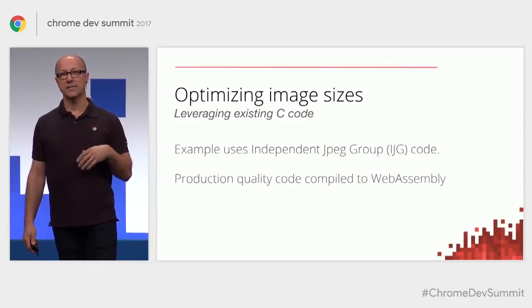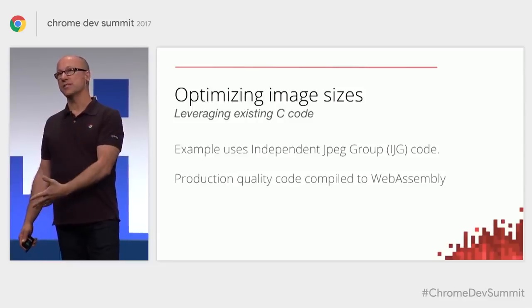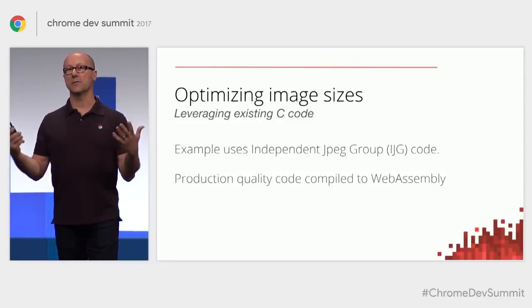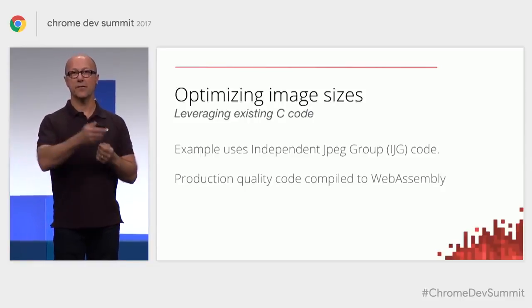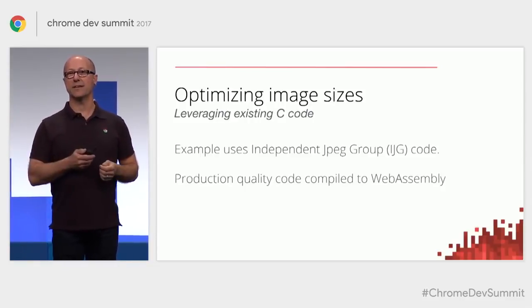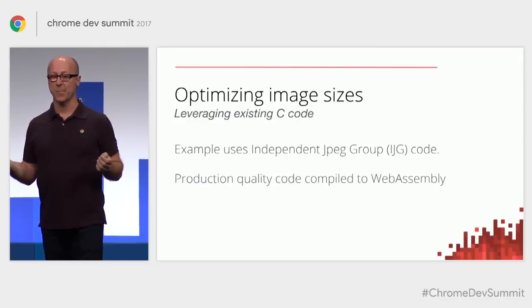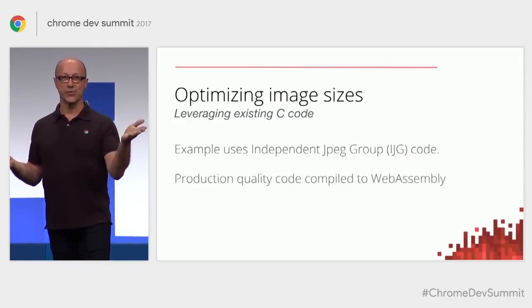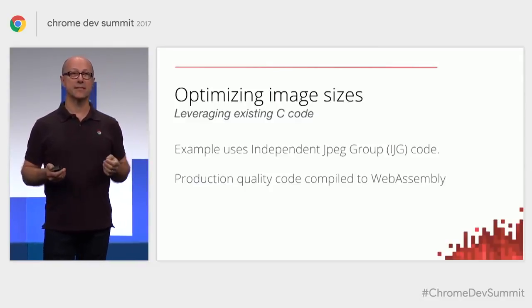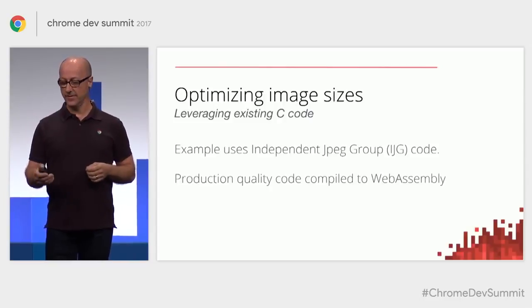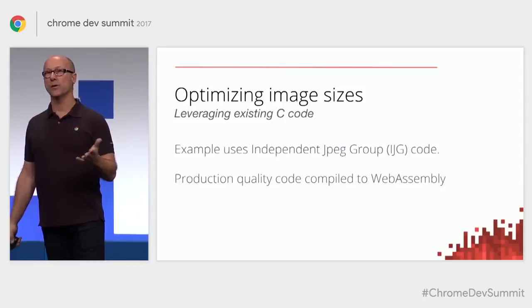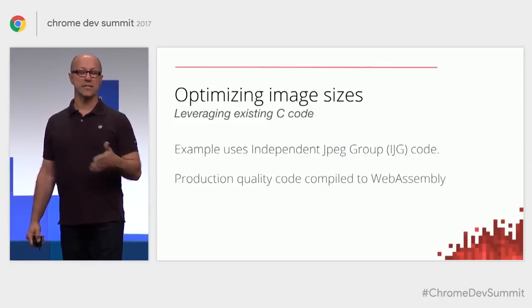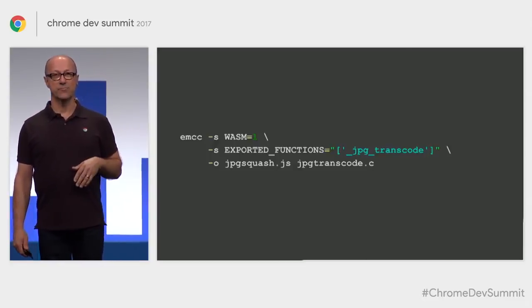So what I thought is, why don't I just take the IJG code, compile it into a module, I can then load that module into my page, and I can load images and start playing with the quality and size to see what happens. So step one, which I encourage you all to do, is to download the Emscripten SDK and install it on your workstation. So once you've installed it, you will have a bunch of command line tools that help you work with WebAssembly. So this is what I do to compile my little JPEG transcoder.